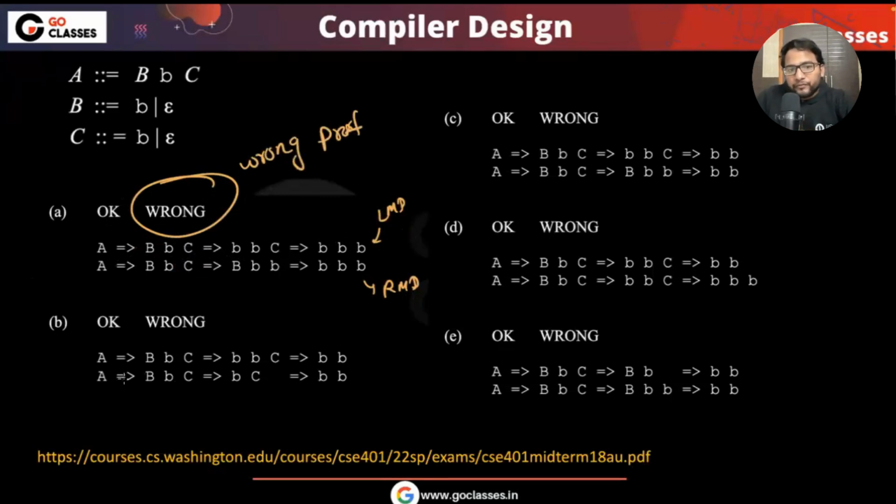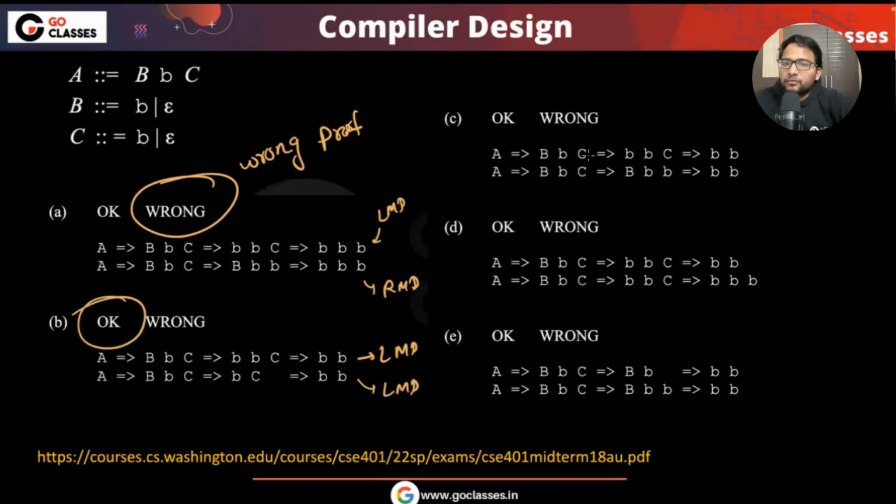What about this? Here they have done leftmost. This also they have done leftmost. Is this the correct proof? Tell me. See, this B they have reduced to this B, and then C they have reduced to epsilon. But here they have reduced this B to epsilon and C to B. Is this the correct proof? I think this is the correct proof, right? Because this is also a leftmost derivation. So that's okay.